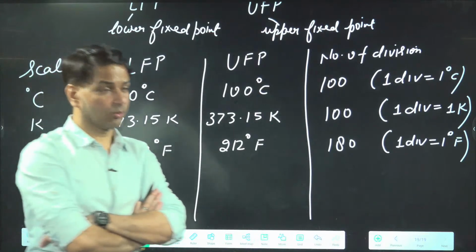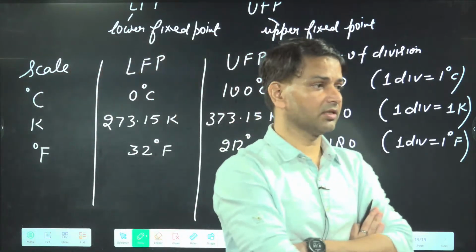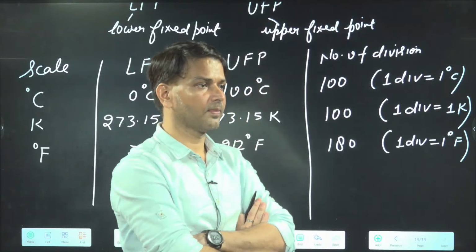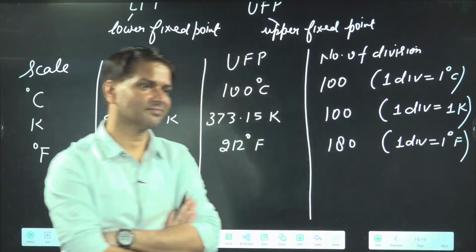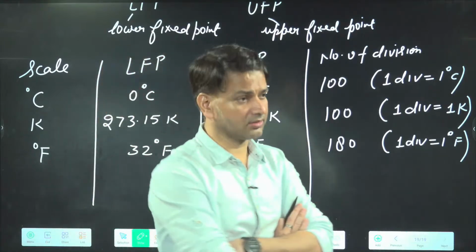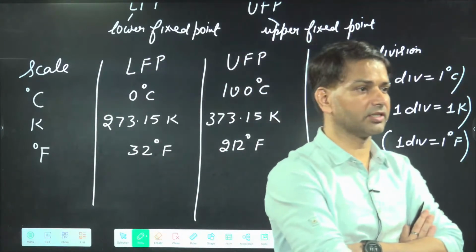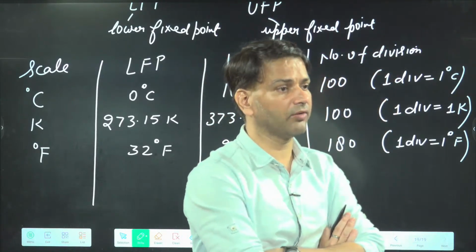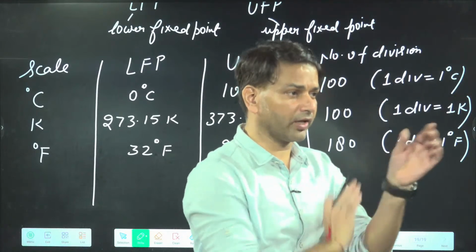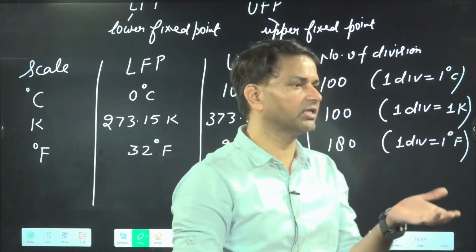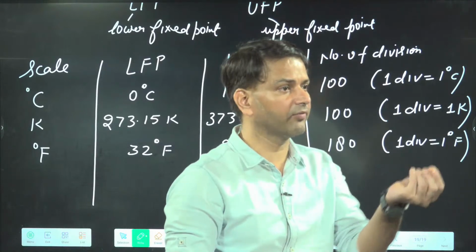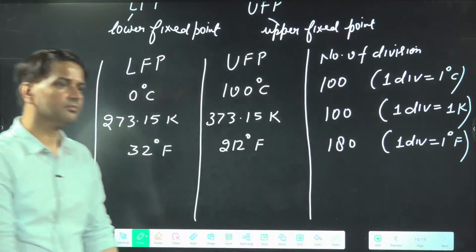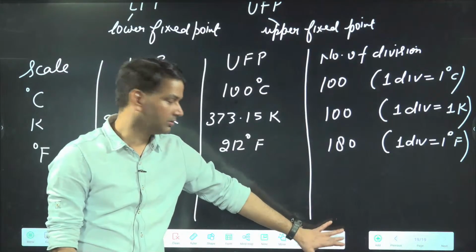Now suppose I am asking, by using common sense you will say the answer. Will 1 degree F be more or will 1 degree C be more? C. Why? Because the same temperature difference is divided into 100 divisions in Celsius and Kelvin, and that is divided into 180 divisions in Fahrenheit. So in Fahrenheit each division will be small. Each division is small, so that is why 1 degree F will be less than 1 degree C. Okay. Got it?